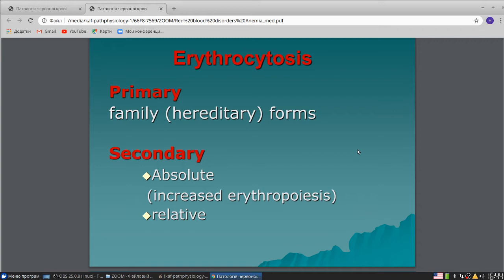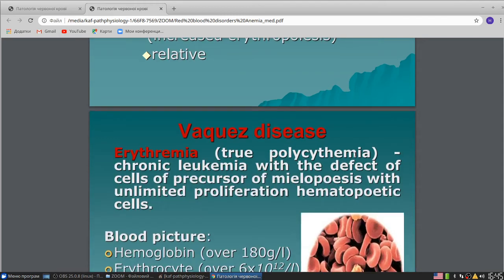bone marrow. It can be hyperstimulation of erythropoiesis due to hypoxia of the kidneys, hypoxia of the whole body, or in situations of neoplastic process of hematopoietic tissue. Relative erythrocytosis can be present in our blood when the level of red blood cells depends on the level of plasma, and hematocrit will be higher. It occurs in hypohydration: vomiting, diarrhea, insufficiency of plasma in our body.